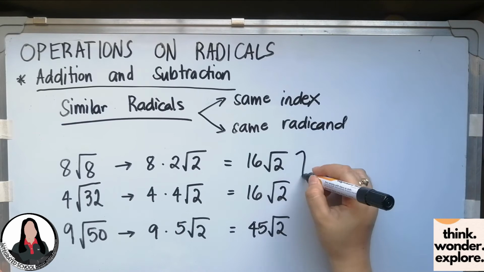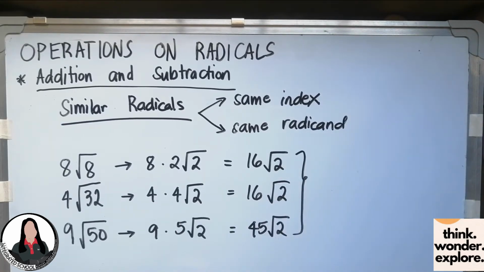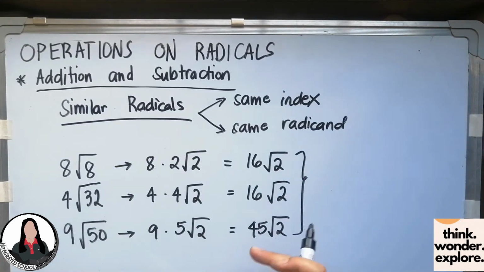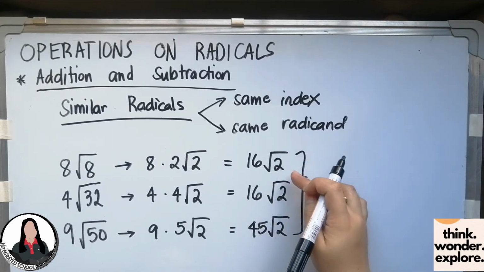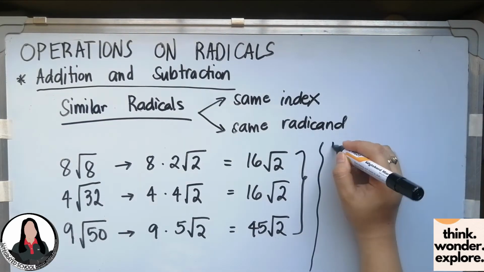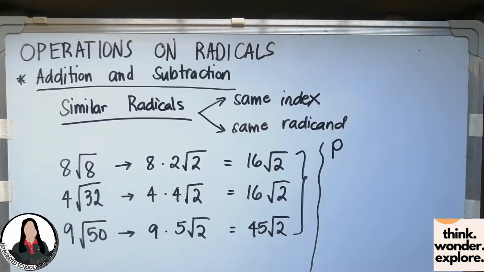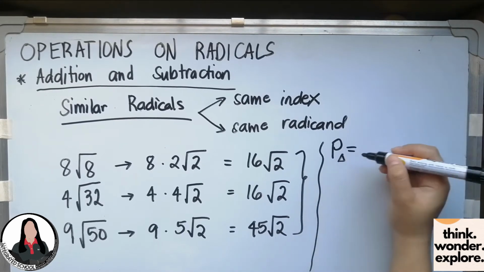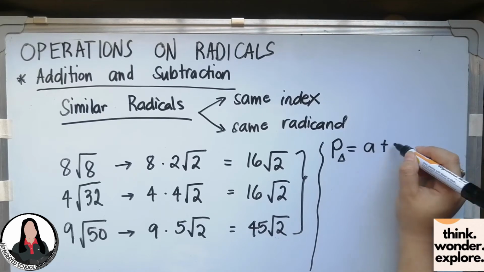At kung mapapansin ninyo, we have 3 different values wherein they are similar radicals because they have the same indices at the same time same radicands. Therefore, they are similar radicals. Now, since alam na natin na sila ay similar radicals, we can now perform addition and subtraction. But since we are trying to look for the perimeter of the triangle, we just have to add the lengths of its sides. The perimeter of the triangle can be obtained by adding their sides.